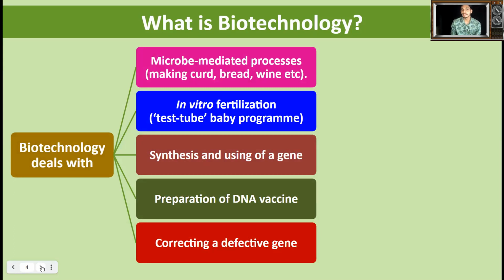Now the next one is the synthesis and use of genes. Suppose I want to prepare insulin, for example. I take a desired gene and incorporate it into the host cell, whether E. coli or whatever organism is beneficial for me, and I get my product. Then comes the preparation of the DNA vaccine, which is also important.